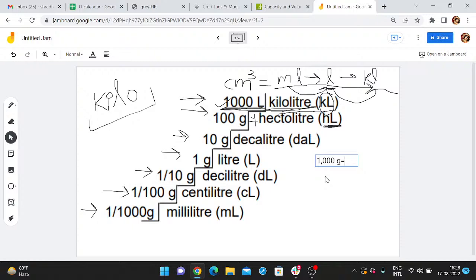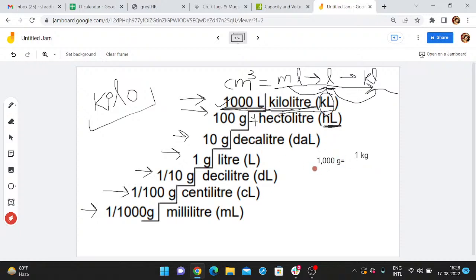1 kilo means, as I told you, something related to 1000, so we are just going to write 1000 grams. So 1 kilogram is nothing but 1000 grams. Kilogram is written as kg, just like kiloliter is written as kl. So kilogram is written as kg, and 1 kilogram is 1000 grams, just like 1 kiloliter is 1000 liters. So L and G. Okay.